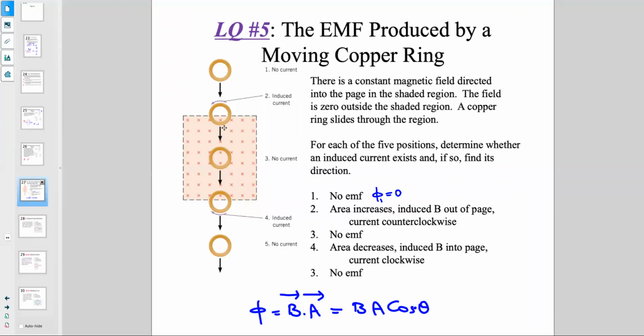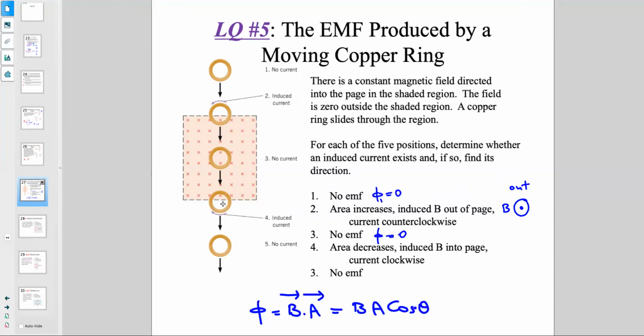The lines are going inside, so you have to have your current in a direction to oppose that. In other words, you have to have your current in a counterclockwise direction to create a field outside of the page. So the B should be out of the page in order to oppose that. At point 3, there is no EMF because there is no change of the flux. The flux is the same, so phi is the same.